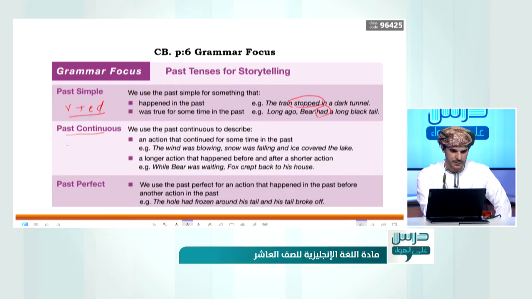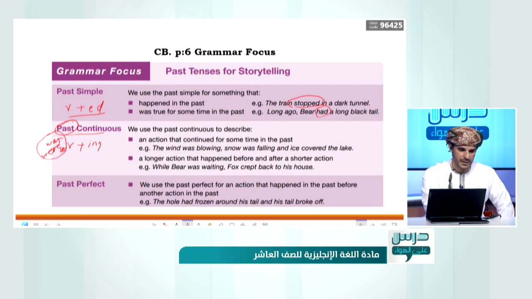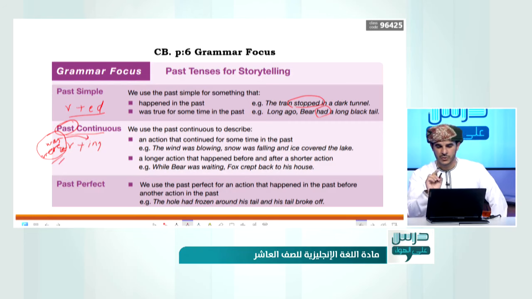Past continuous, you know that verb, which is the base form of the verb, plus ing. And before the verb, because it's in the past, you must add what? Was or were. Very important. Don't add any ing to the verb without these two helping verbs.